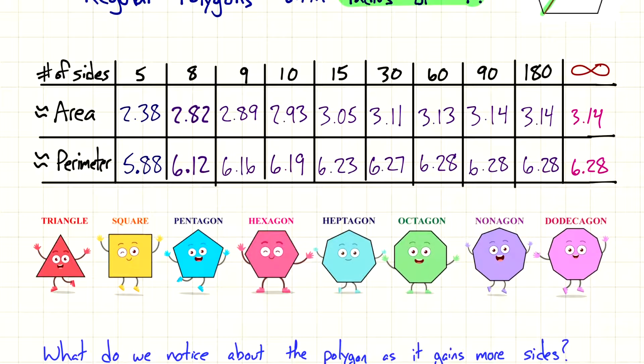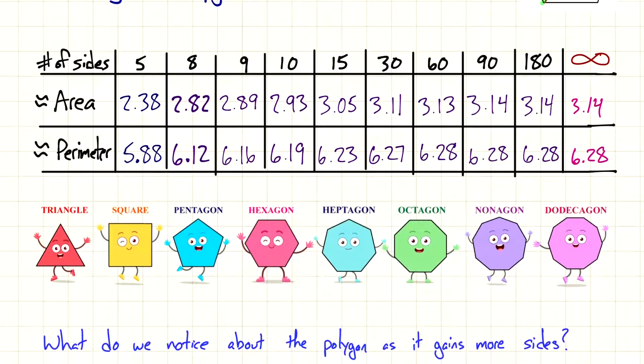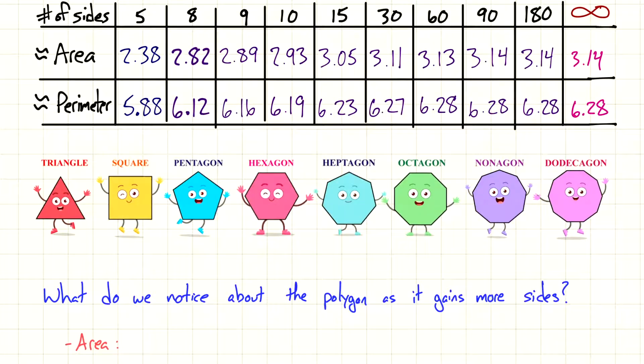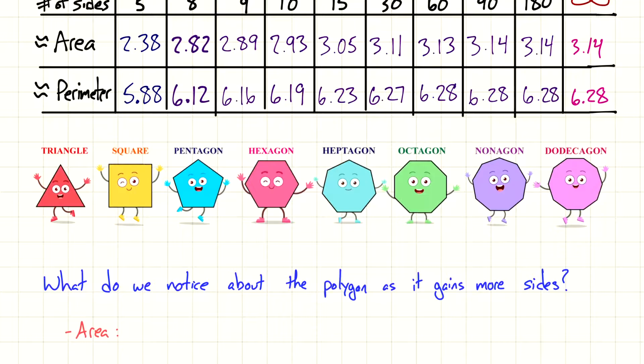Now, why is it that these shapes, once they have so many sides, the area doesn't change much and the perimeter doesn't change much? Okay, so we want to see what we notice.